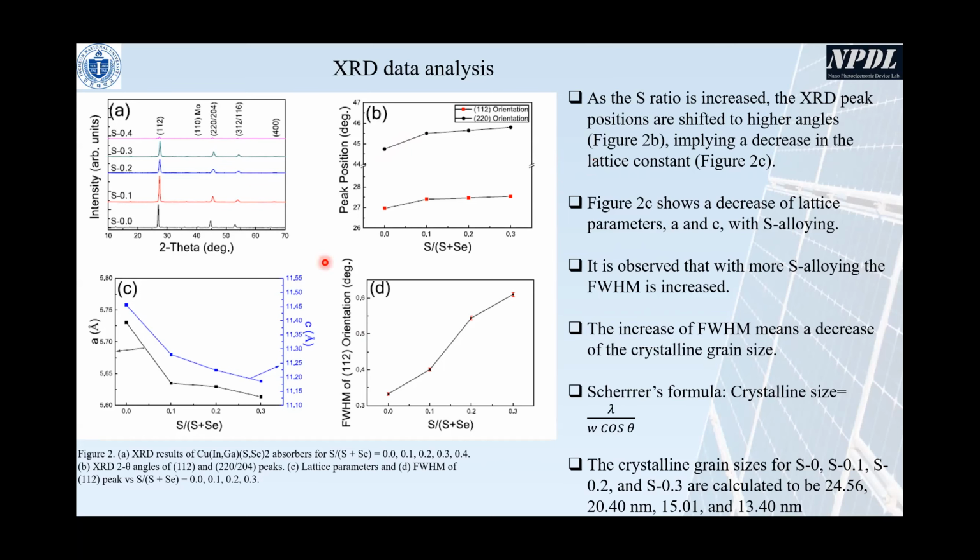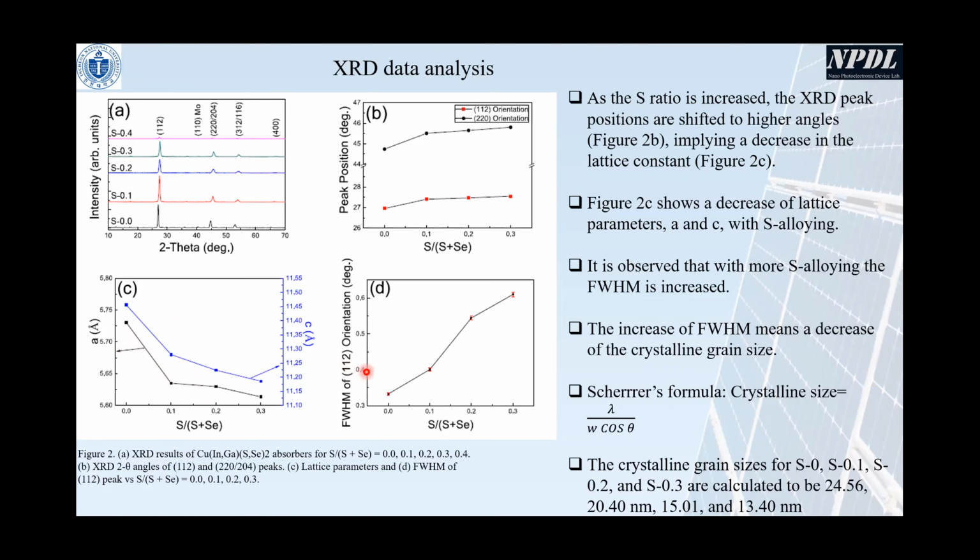And this figure 2c shows a decrease of lattice parameters a and c with sulfur alloying. That means when you increase the sulfur with respect to selenium, the lattice parameter decreases, because we know sulfur is smaller compared with selenium. So when we add more sulfur with respect to selenium, the selenium site can be occupied by sulfur atoms, because selenium is larger and sulfur is smaller. That's why with increasing sulfur, the lattice constant or lattice parameter is decreased.